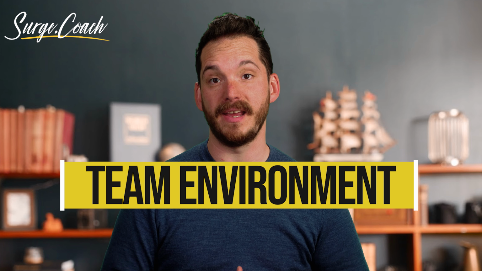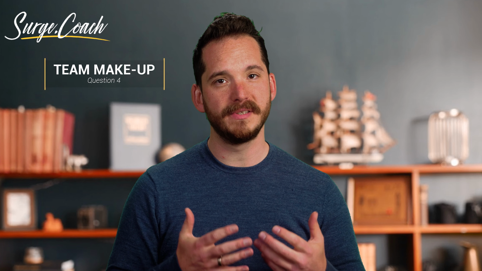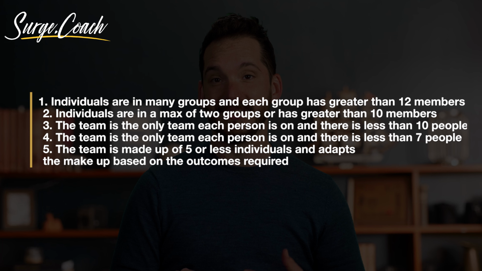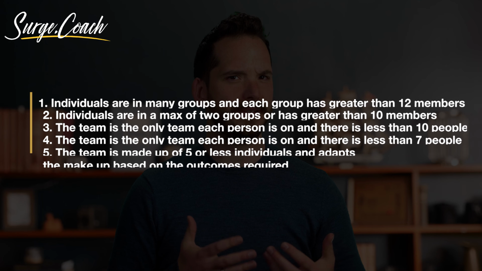Team environment is our second area. These are factors outside of the team that may influence high performance. However, we've chosen ones that leadership can control. First one is team makeup. Are your teams set up to maximize social cohesion? Individuals are part of many groups and there are greater than 12 members. Individuals are in a maximum of 2 groups, or the team has greater than 10 members. The team is the only team the person is on, and there are less than 10 individuals on the team. The team is the only team each person is on, and there are less than 7 individuals on the team. The team is made up of 5 or less individuals and adapts the makeup based on the outcomes required.